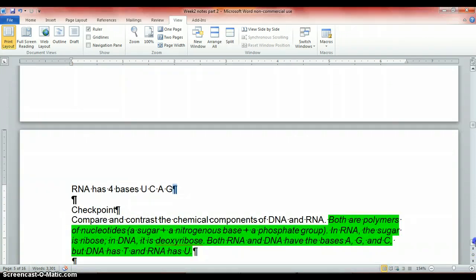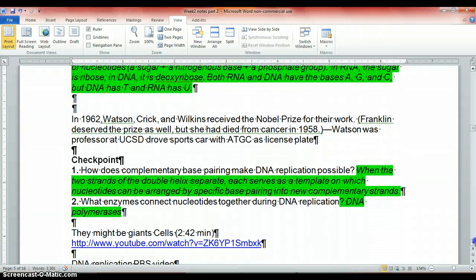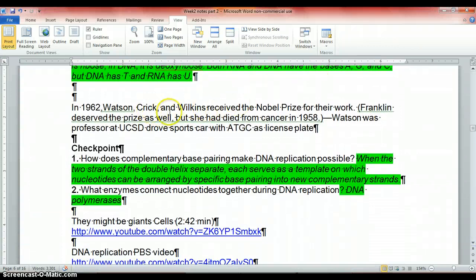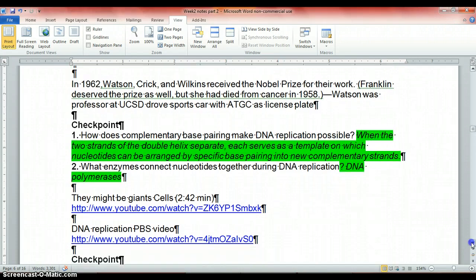Let's scroll down. There's a checkpoint. In 1962, Watson, Crick, and Wilkins received the Nobel Prize for their work. Franklin, who I believe deserved the prize as well, died of cancer in 1958 and did not receive it. At this time, Nobel Prizes could not be awarded to anyone who had already passed on. Watson was the professor at UCSD when I went there and drove a car with a license plate that said ATTC. So, just a little fun history.